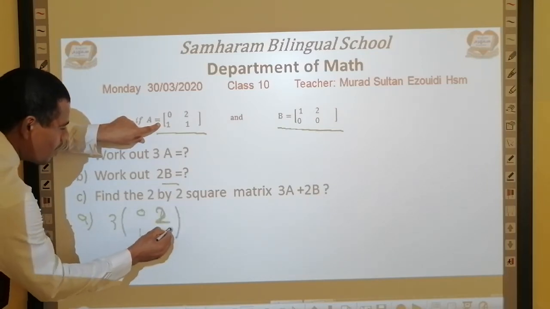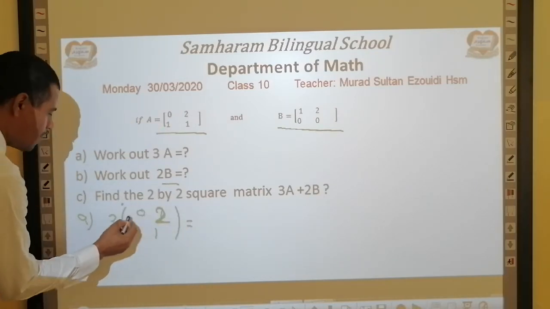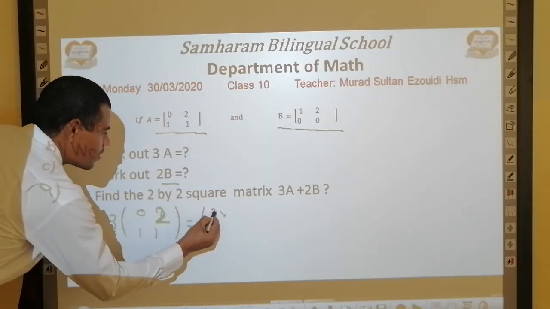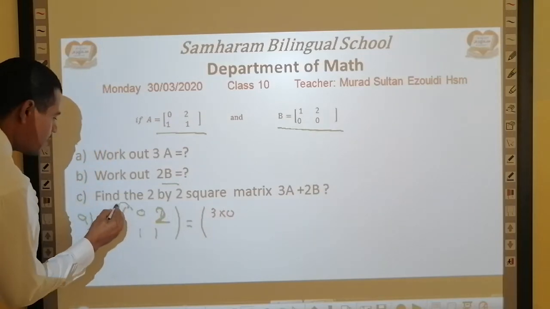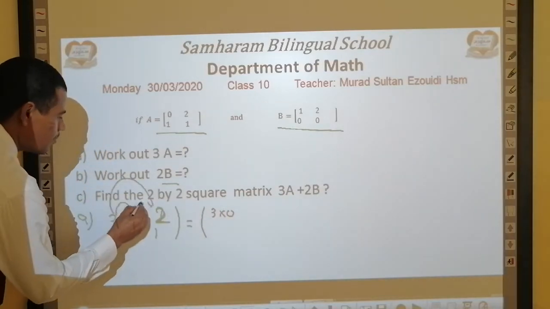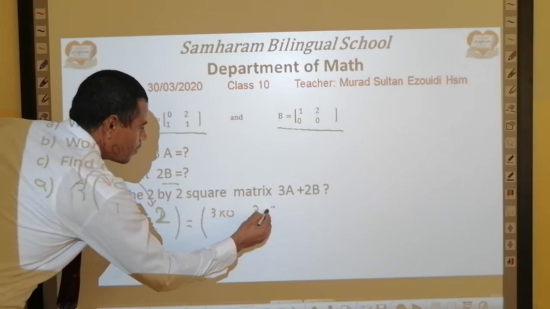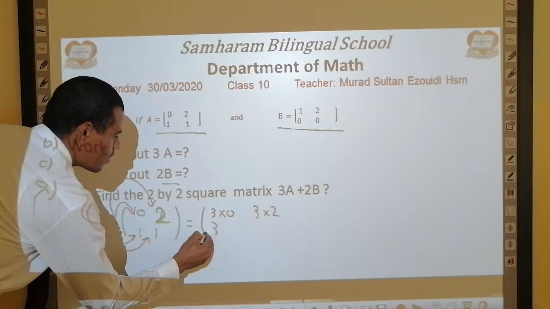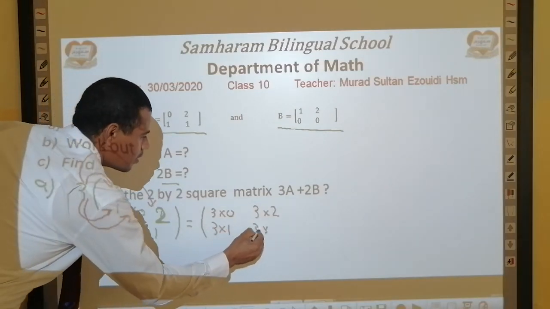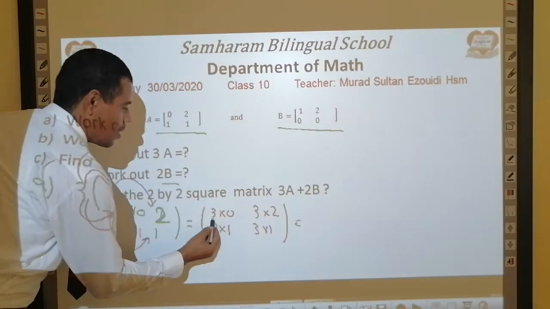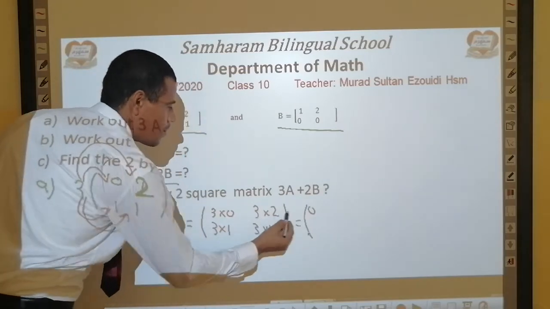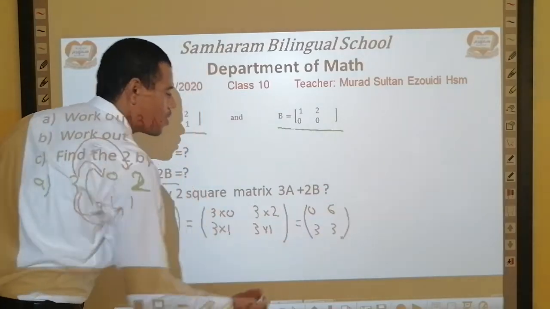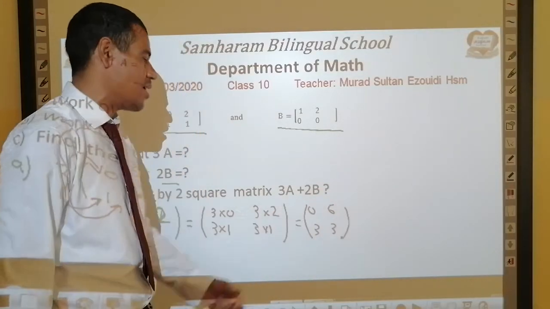0, 1, 0, 2. Okay, this one, my kids, equal. 3 times 0, then 3 times 0, then 3 times 2, 3 times 2, okay, then 3 times 1, then 3 times 2, okay. Now we calculate 3 by 0 is 0, 3 by 2 is 6, 3 by 1 is 3, 3 by 1 is 3, this is the product of matrix A by scalar.